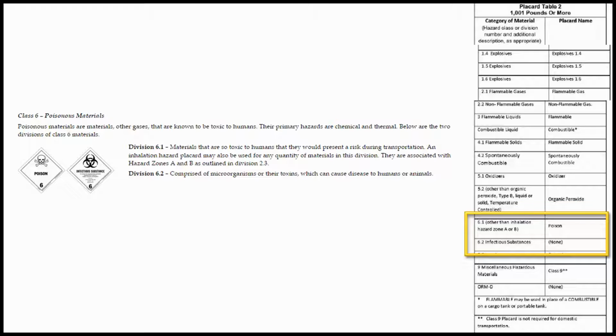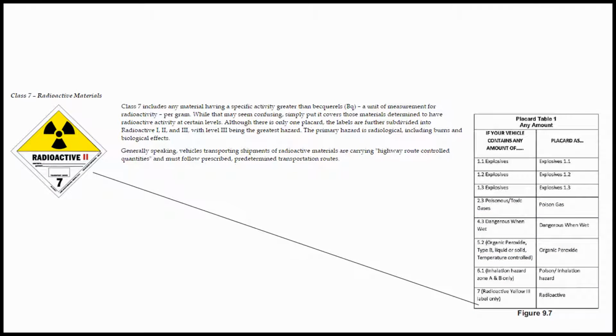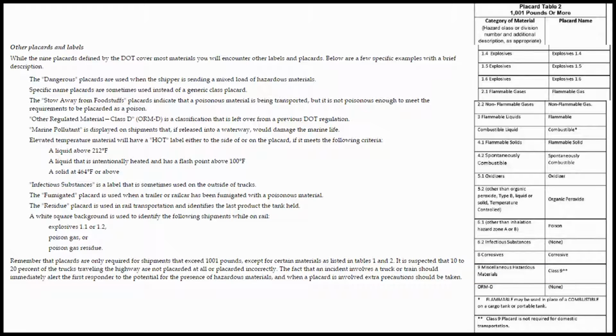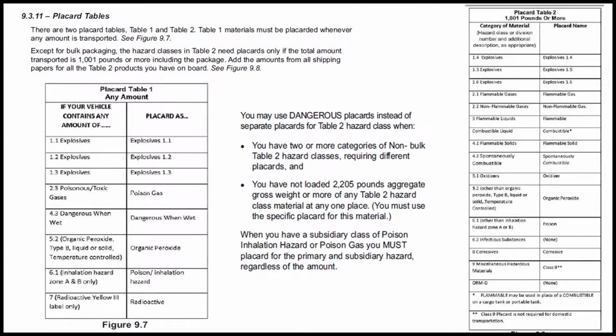6.2 infectious substances, placard name none. Category 8 corrosives, placard name corrosive. Category 9 miscellaneous hazardous material, placard name class 9. Category ORMD, placard name none. Flammable may be used in place of combustible on a cargo tank or portable tank. Class 9 placard is not required for domestic transportation.